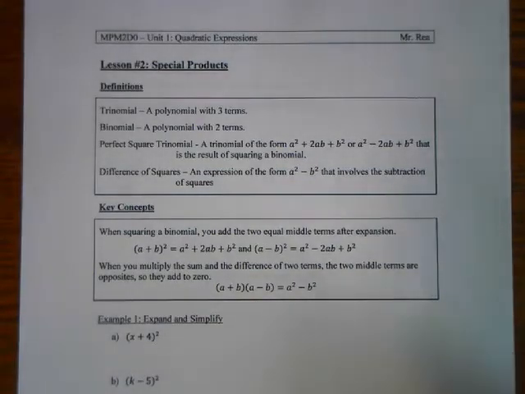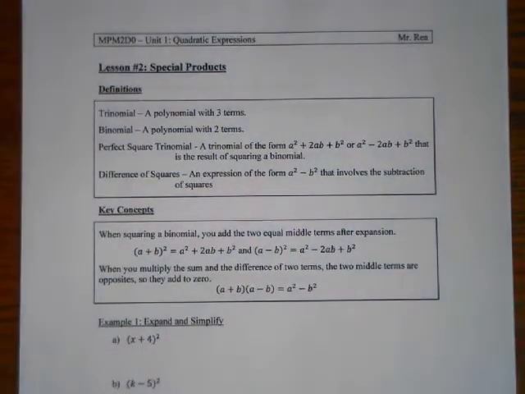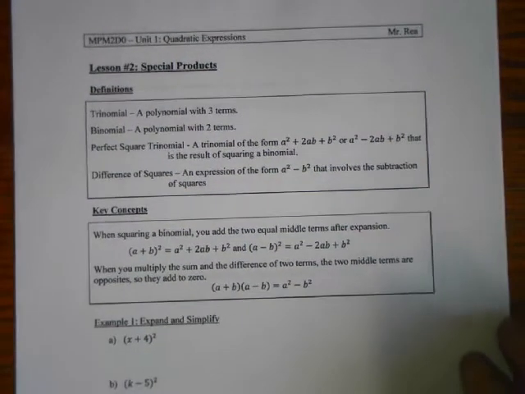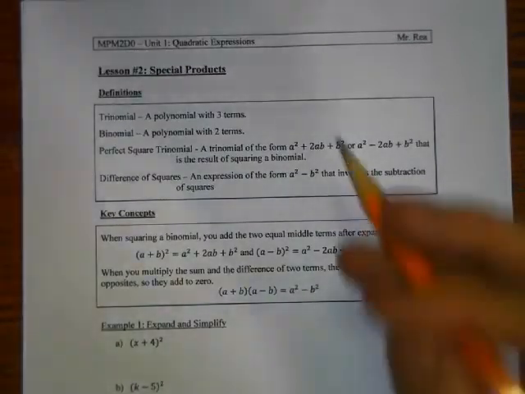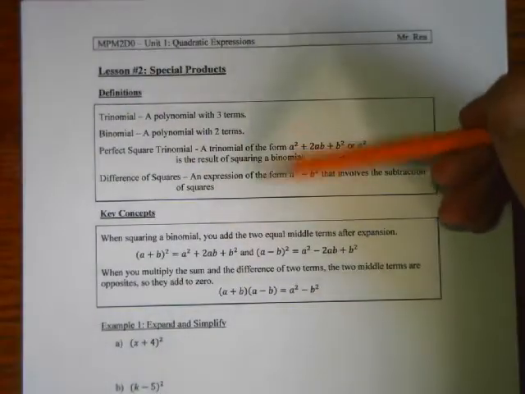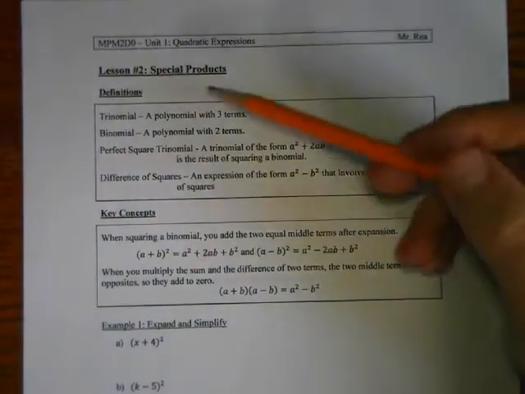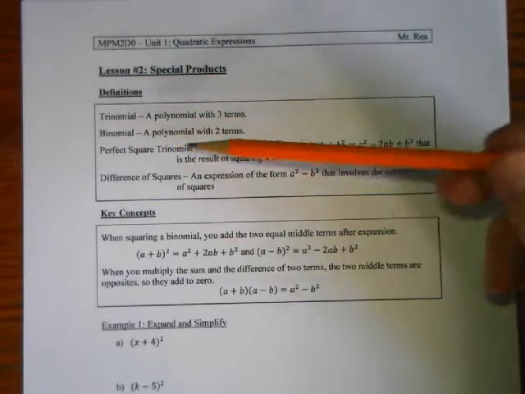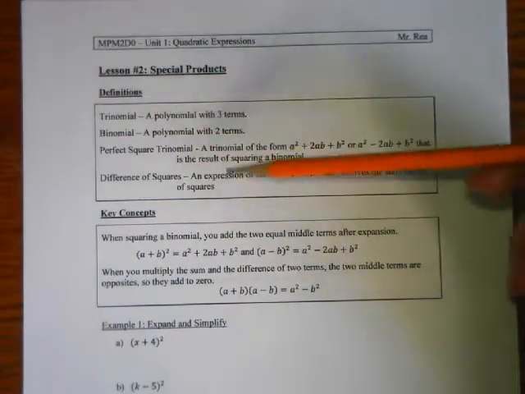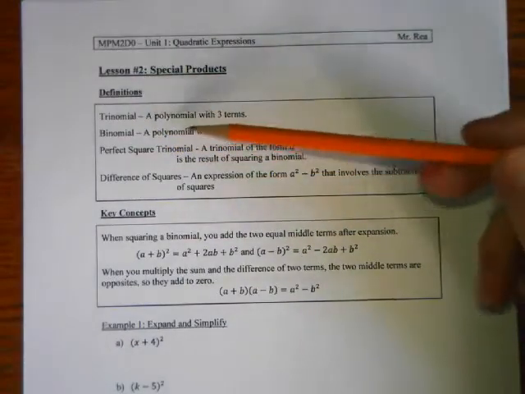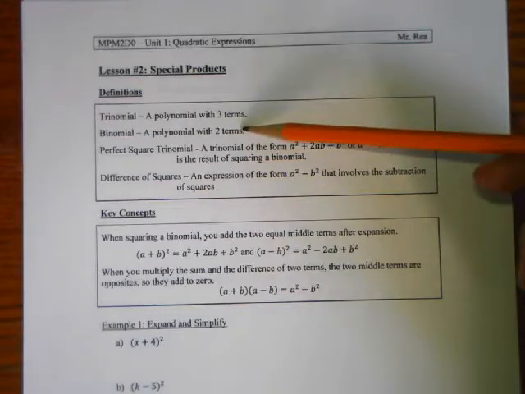So this will be our next lesson in multiplying binomials in our first quadratic unit. Okay, so this is a fairly short lesson compared to last. A couple of terms here, you should remember what those are. A trinomial is a polynomial with 3 terms, and a binomial is a polynomial with 2 terms.